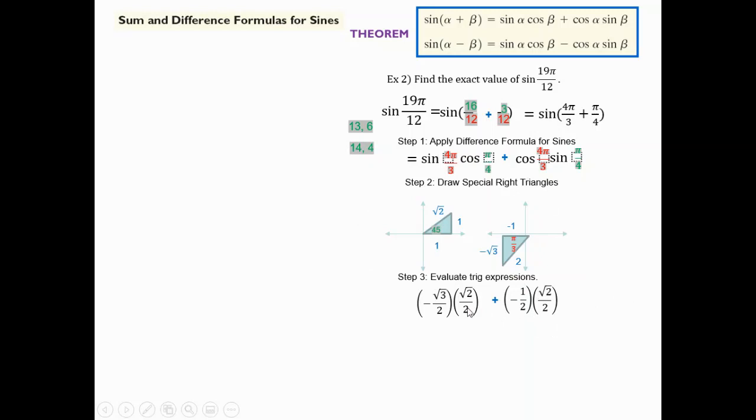Bam, done. Multiply straight across. You got radical 6, so negative radical 6 over 4 here. And this is going to be negative radical 2 over 4. And then you add them. And when you add it, you just add the numerators and keep the denominator the same. So here's how you would have added. Okay, so there you go.